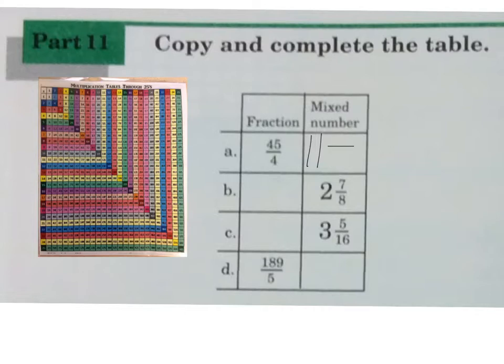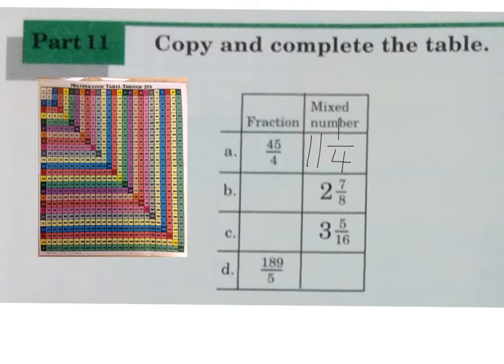Now, for the leftovers, I need to know that when I got to 44, I need to ask myself how many more did I need to get to 45? And that was 1. Right? From 44 to 45 is 1. And then the bottom number stays the same. So for A, you should have 11 and 1/4.